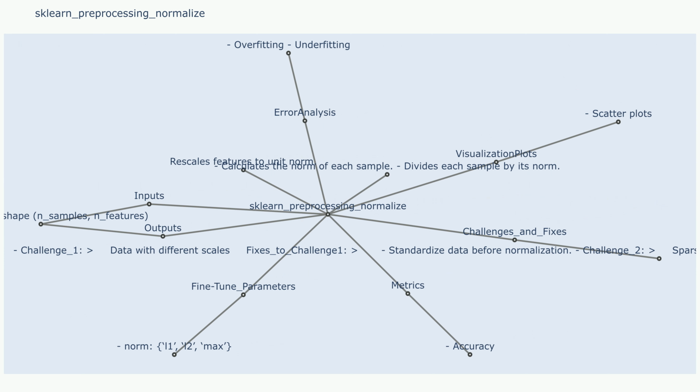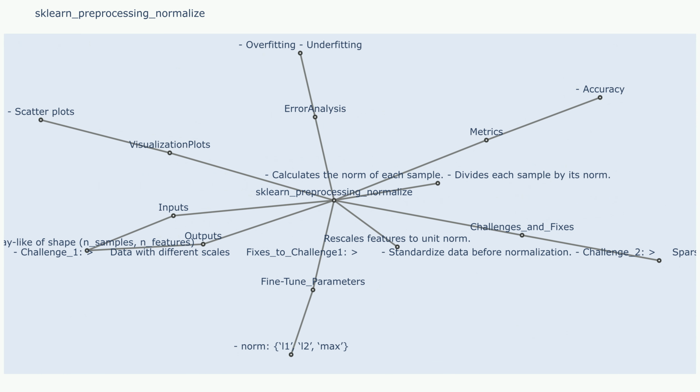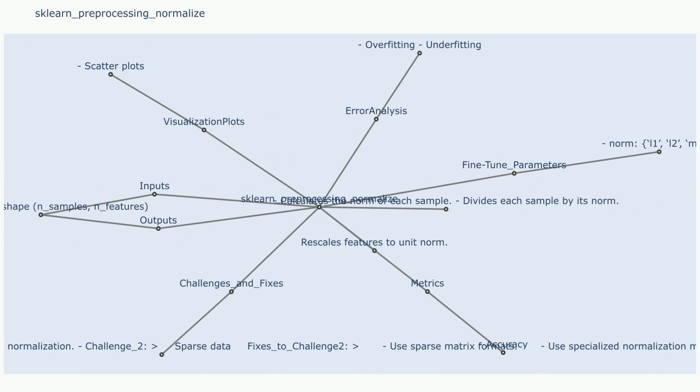Each row corresponds to a sample. Norm: the norm to use, L1 (Manhattan distance) or L2 (Euclidean distance) are the most common options. Default is L2. Axis: the axis along which to normalize. 0 means normalize each sample (row) independently. 1 means normalize each feature (column) independently. Default is 0. Copy: whether to create a copy of the data or perform normalization in place. Default is true. Outputs: X normalized, a NumPy array or sparse matrix with the normalized data.